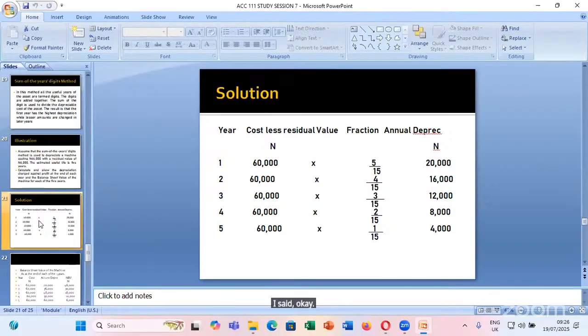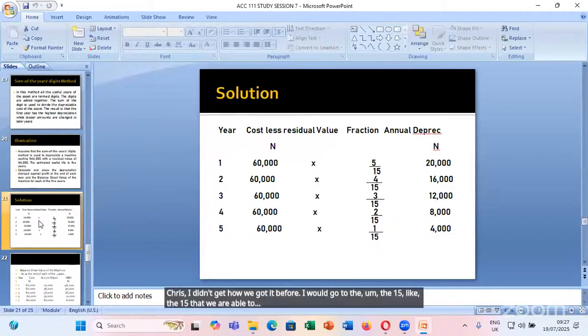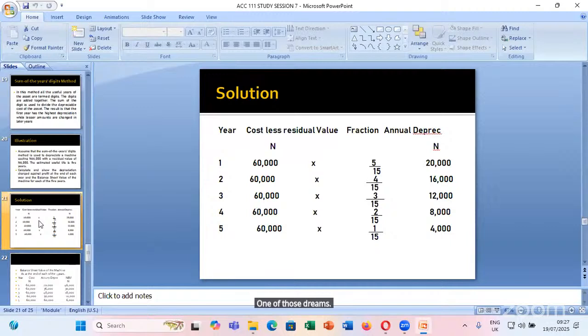Answer this question now. 1 plus 2, 3. 3 plus 3, 6. 6 plus 4, 10. 10 plus 5, 15. That's how we got the 15.